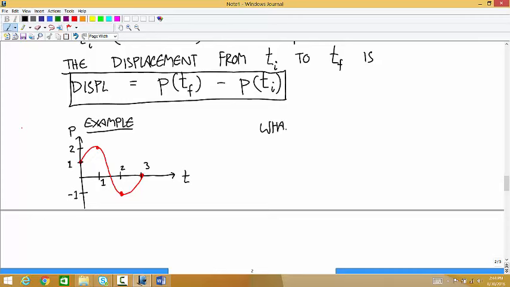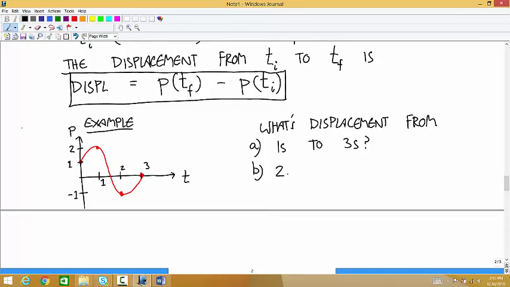And we want to figure out what's the displacement from part A. Let's go from 1 second to 3 seconds. And then second, from 2 seconds to 3 seconds.